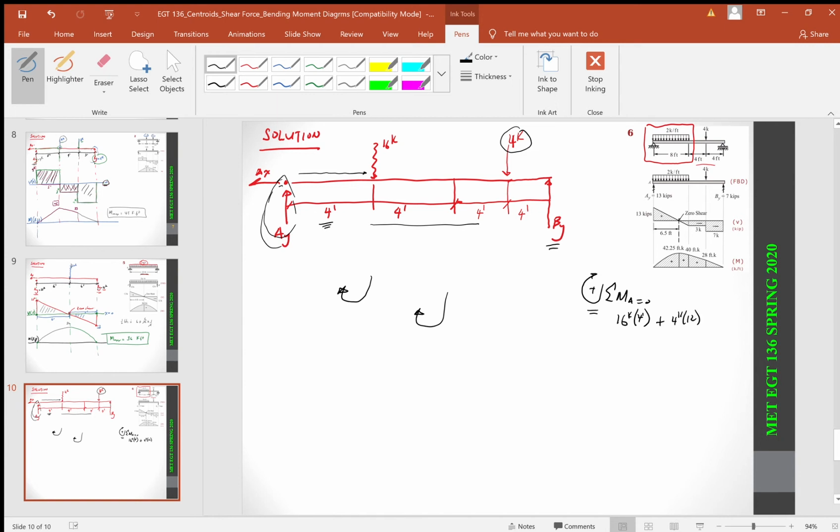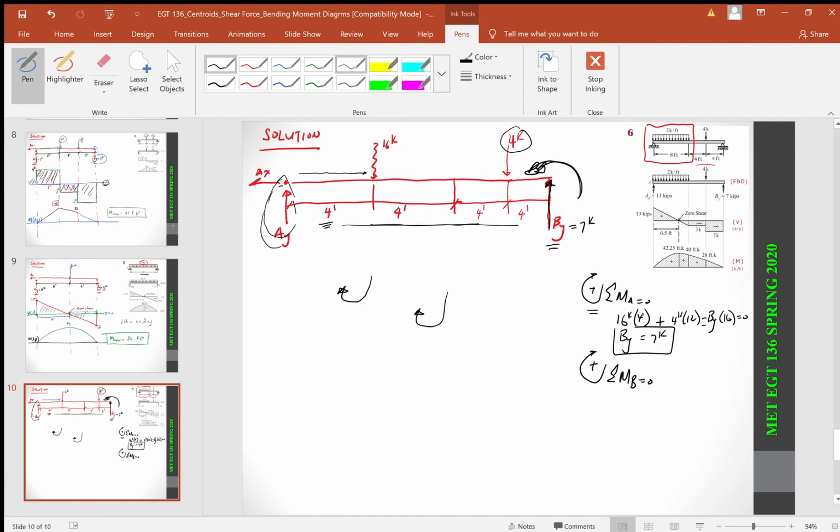And then I have minus BY, because this force wants to go that way, over a span with a perpendicular arm of 16, and it's going to cause a counterclockwise rotation. That's why I have a negative here, equals 0. If I solve for BY, my BY is going to be 7 kips.